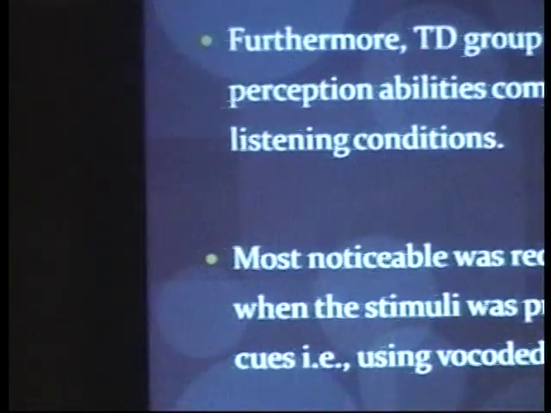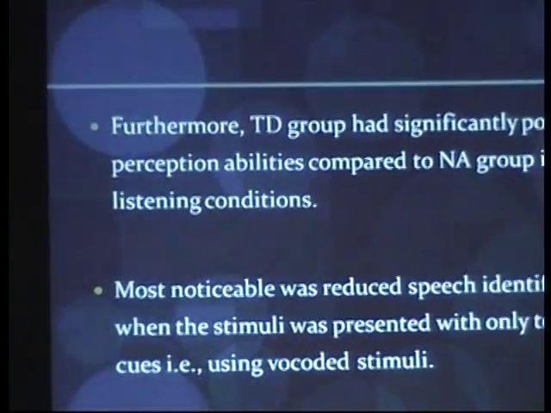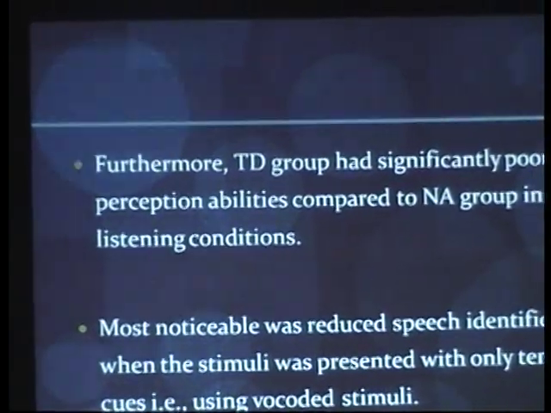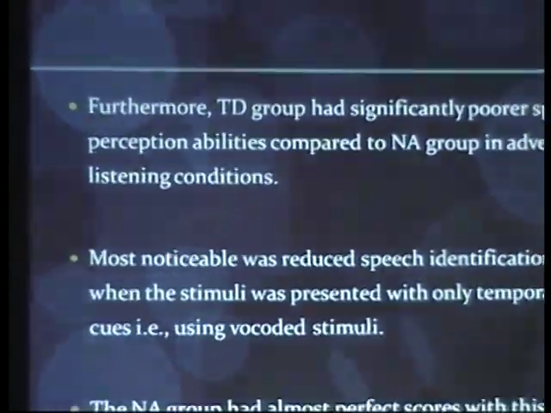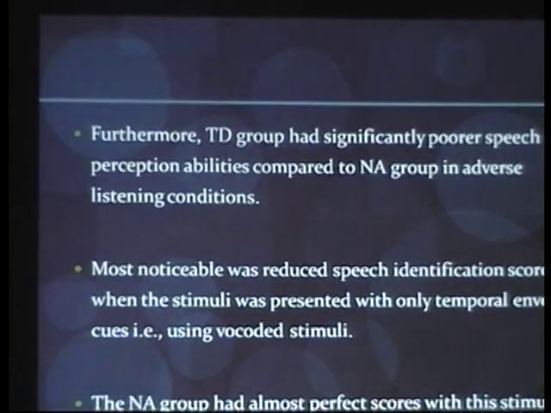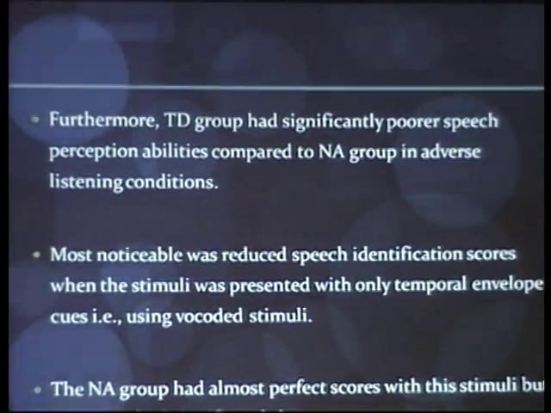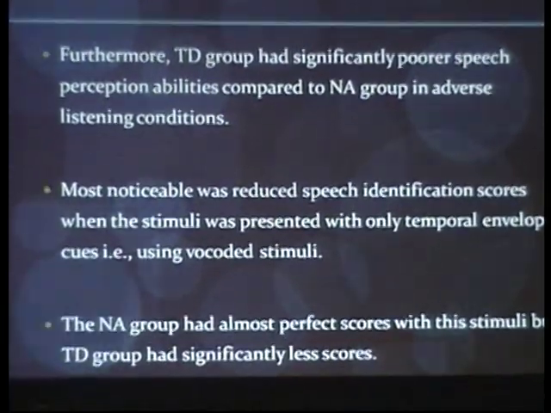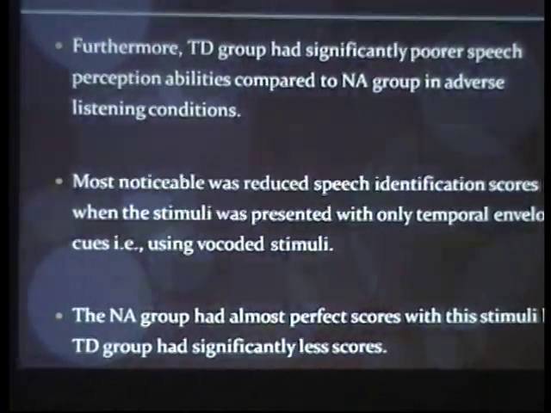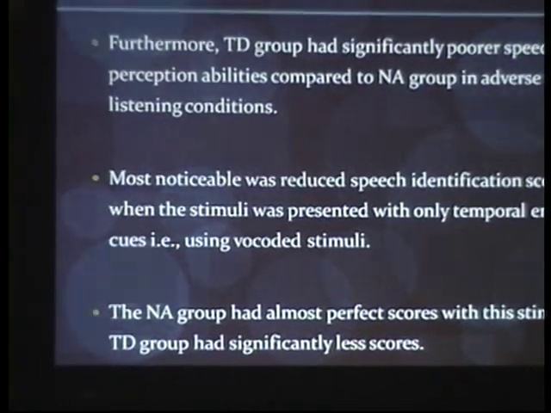Furthermore, the train drivers group had significantly poorer speech perception abilities compared to the control group in adverse listening conditions. Most noticeable was the reduced speech identification scores when the stimuli were presented with only the temporal envelope, that is using vocoded stimuli. And the control group, that is the normal adults group here, had almost perfect scores with this stimuli, but the train drivers had significantly poorer scores.